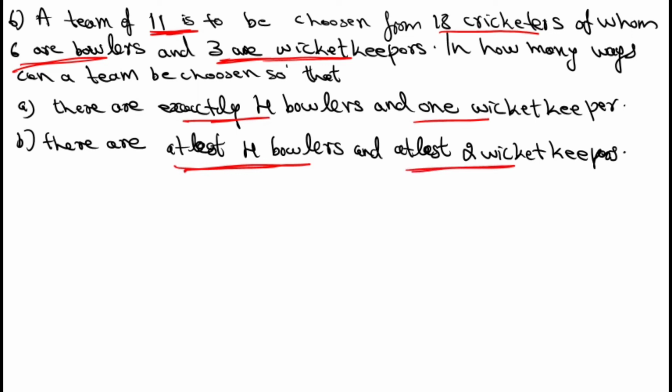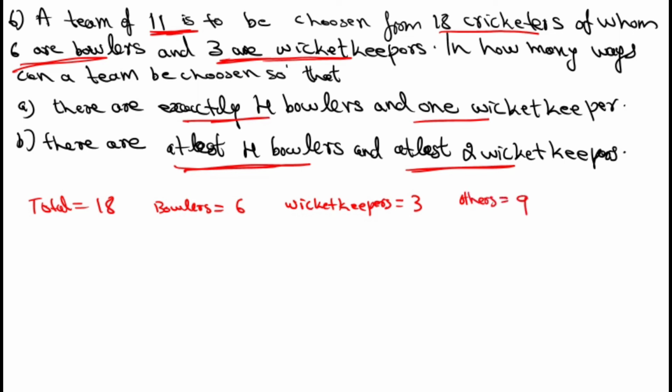Okay, now see, the total is equal to 18 members given, out of which bowlers is equal to 6, wicket keepers is equal to 3. 6 plus 3, 9. Total 18 is given, right? So I will take others. It's equal to 9 others. Required number. What's the required number? Required number is equal to 11. Team of 11 is to be chosen. Okay, this is the given data.